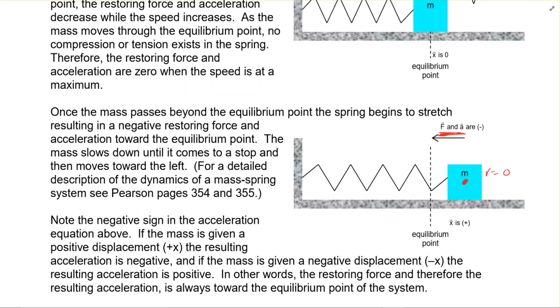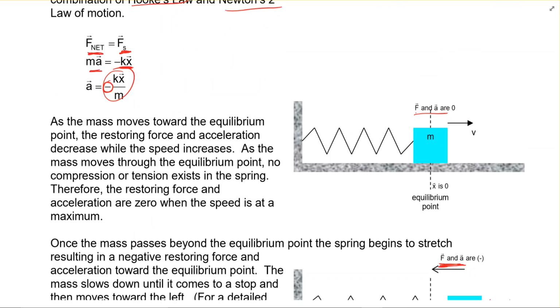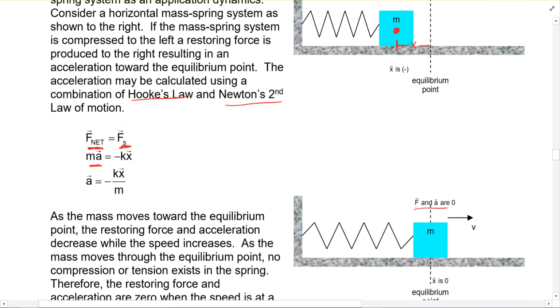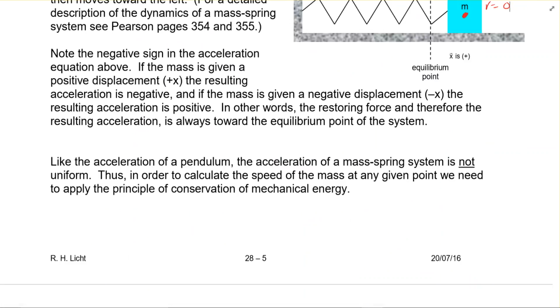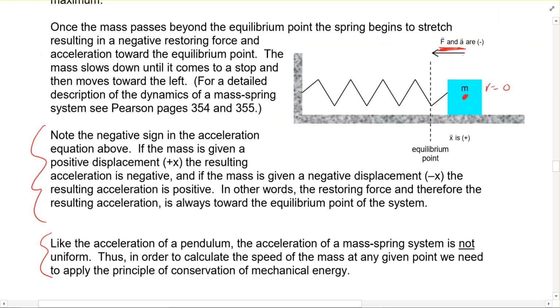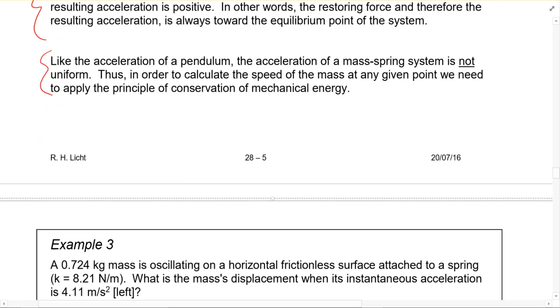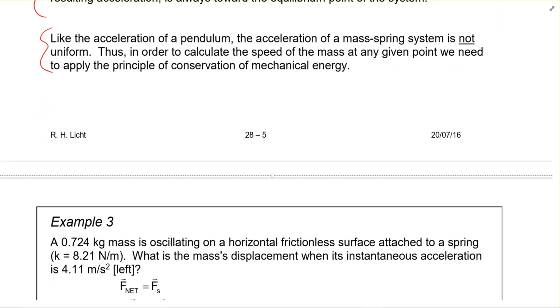Just like with the pendulum, though, acceleration isn't uniform. The acceleration and the force of this thing are always going to be changing. So this arrow up here would be getting smaller and smaller as it gets toward our equilibrium. So we cannot use the acceleration formulas that we used in kinematics.